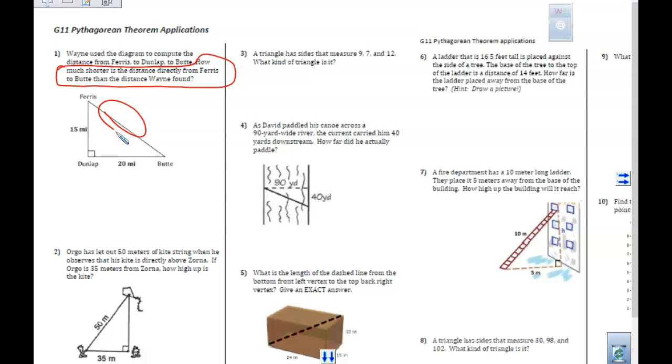The question doesn't ask how far it is from Ferris to Butte. It says how much shorter is the distance from Ferris to Butte than the way he found. So he found this way, right? What did he find the distance to be? He found the distance to be 35 miles. And the question says, how much shorter is it? So this distance right here is the 35 miles. That isn't what the question asks. The question says how much shorter. So you have to find this distance and then you have to subtract.